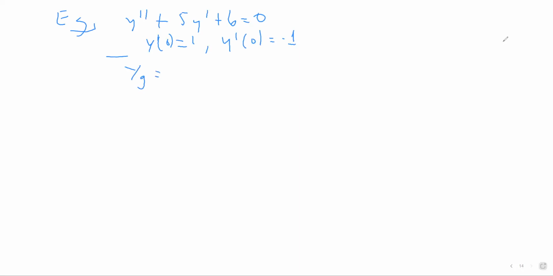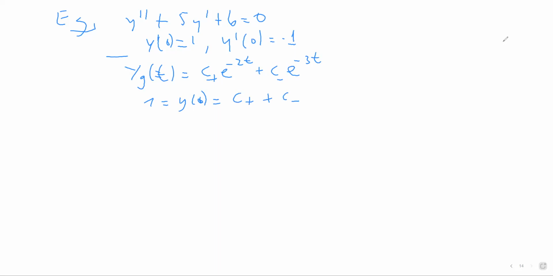So we can consider an example, like the one we already considered: y'' plus y' plus 6y equal to 0, with y(0) equal to 1 and y'(0) equal to minus 1. Here, we know the general solution was c plus e^(-2t) plus c minus e^(-3t). At t equal to 0, we have 1, so 1 is equal to y(0), which gives c plus plus c minus.